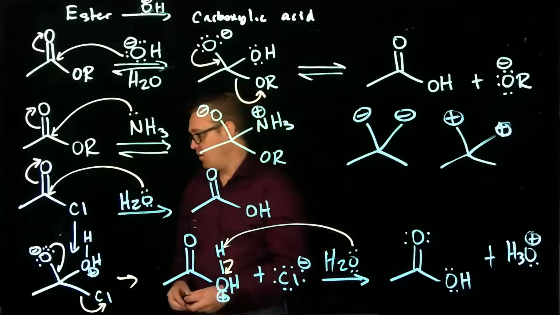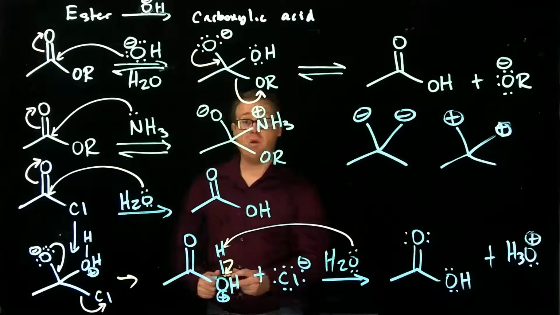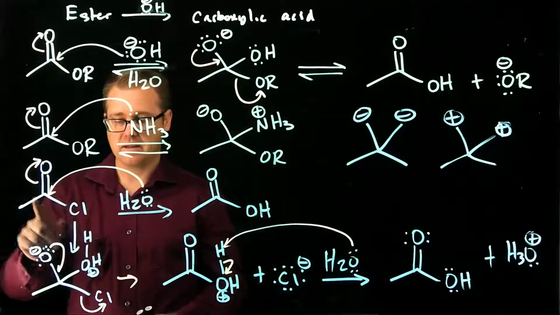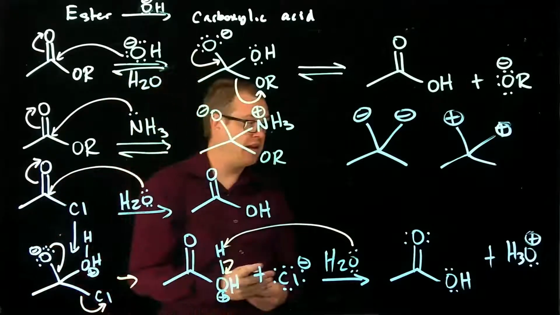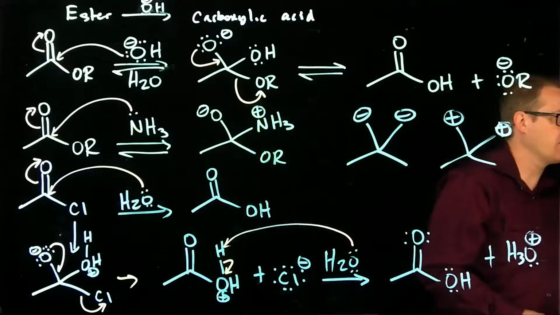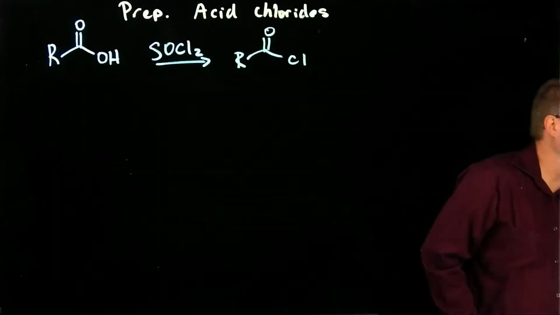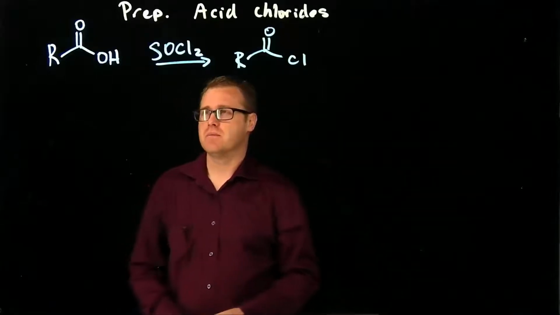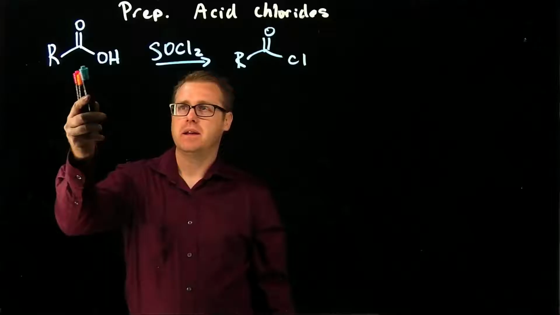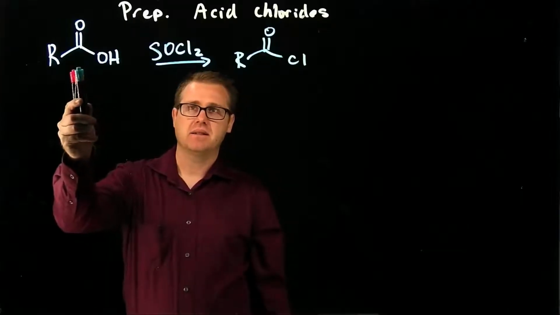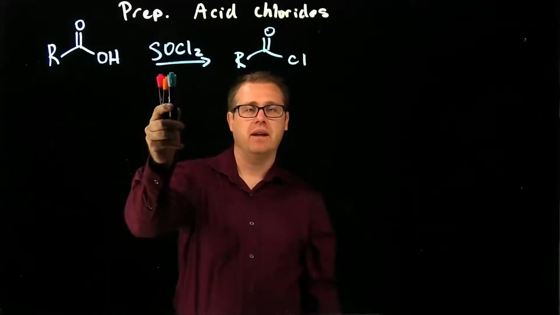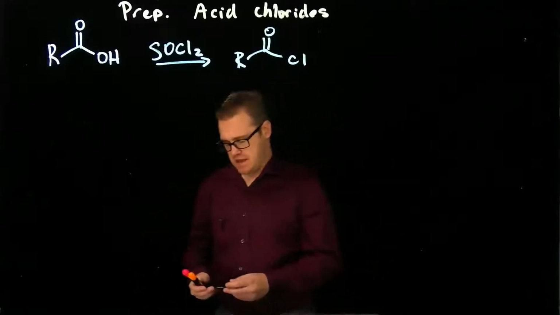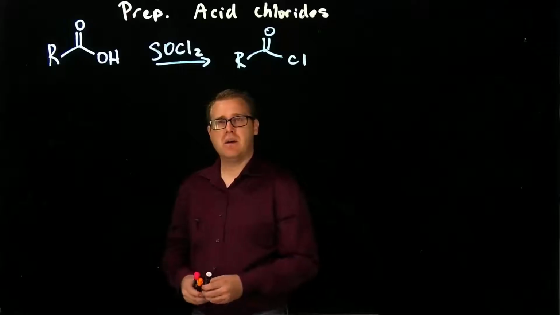So now what we want to do is look at how we make acid chlorides. That's the next reaction that we want to look at and understand. So how do you make acid chlorides? One way to do it is to take carboxylic acids and treat them with thionyl chloride, and then you get yourself an acid chloride.